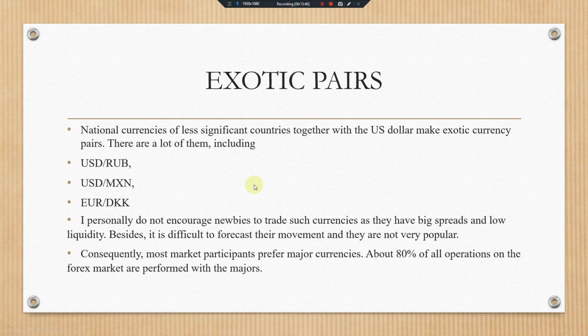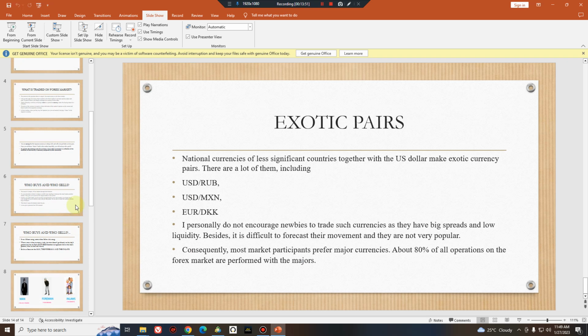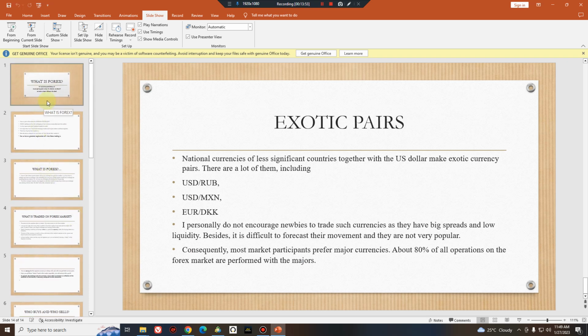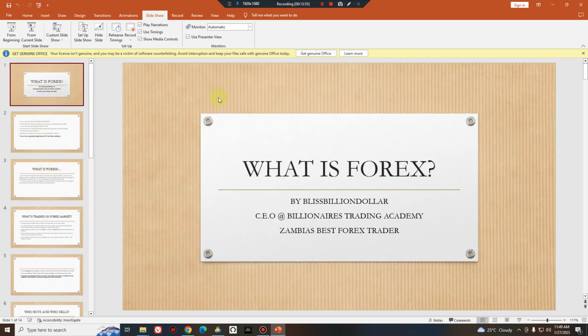That is about the grouping of these Forex pairs, and that is basically what Forex trading is about. We shall know as we go into detail how we can actually trade and some of the things that we need to know. Otherwise, for now, that's it, ladies and gentlemen, and I'll see you in the next lesson.